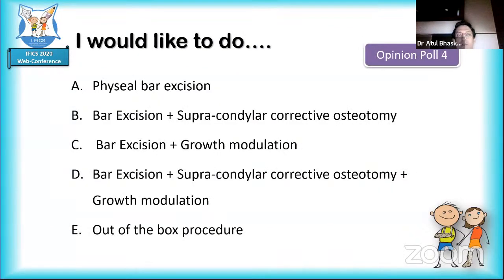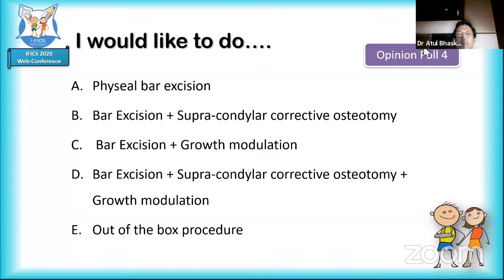So these are the options. Does anybody want to guess what would be the best option for this child? Can we have the fourth poll, please? Is there a voting? Yeah, okay. So what is the age of the patient? This child is 8 years old, so 8 years and 6 months now after implant removal. So either you do a peripheral bar excision, you do an osteotomy, bar excision with growth modulation, a combination of excision, osteotomy, and modulation, or something else, something unique, like James would want to do some cartilage transplant or stem cells or something. So eight and a half years, 6 months post-injury, 20 degree valgus deformity.